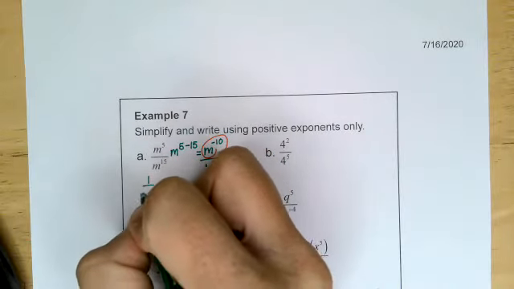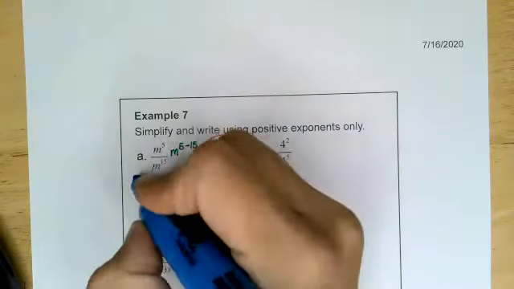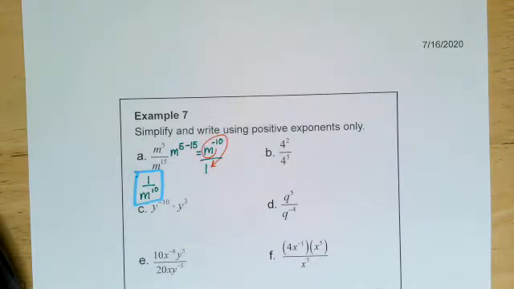So now it becomes 1 over m with a positive 10. I think I'm going to keep using this, boxing my answers. It looks way better, much clearer. Okay, so there's my answer. m to the 5th divided by m to the 15th becomes 1 divided by m to the 10th. All right, letter B. Letter B is 4 to the 2nd power divided by 4 to the 5th power.